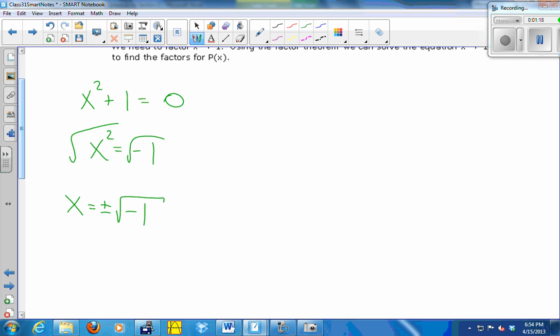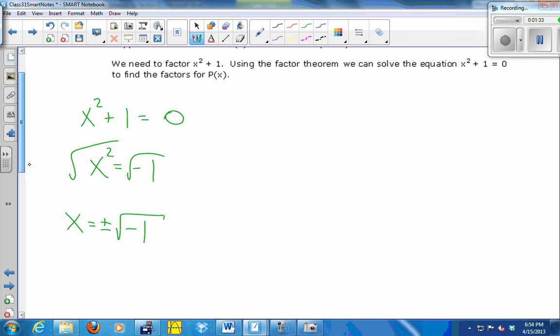Now this is a problem, right? Up until this moment in the class, we have said no solutions. This doesn't mean anything. Now we're going to change our tune. This is now going to mean something. We can't see it. It's not on the real number line. You don't graph it, but it does exist.